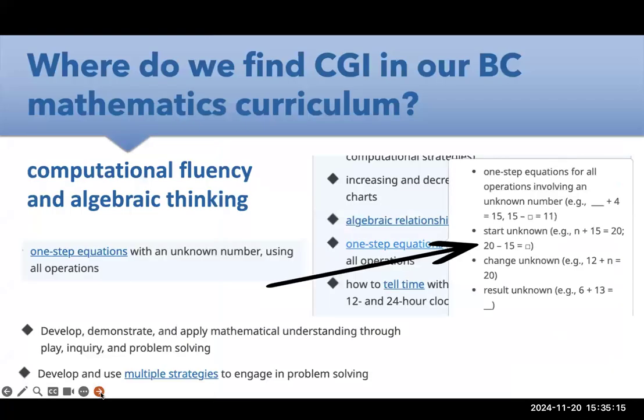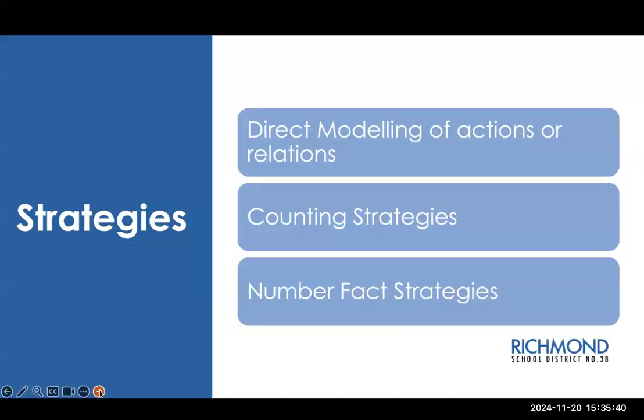Where do we find cognitively guided instruction in our BC mathematics curriculum? The language of CGI is used explicitly in some of the strategies and elaborations. You can see on the screen here, for example, at grade 3, one-step equations with an unknown number using all operations. And then in some of our curricular competencies as well. So problem solving and using multiple strategies to engage in problem solving.